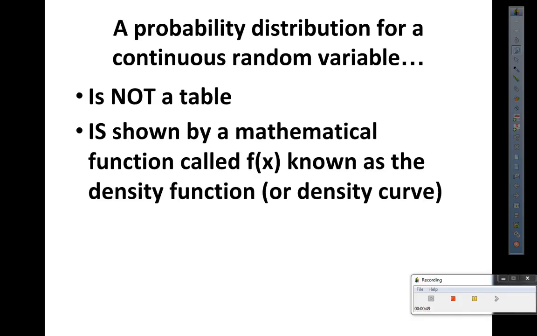That function is known as f of x, and we call that our density function or our density curve. And the reason we call it the density is we end up using the area under the curve. Now, all of you people in calculus, don't worry, we're not going to be doing any integration because the only requirement to be in this class is Algebra 2, so you don't have to worry about that. Our density or our area under the curve is going to be really easily calculated through our calculator or tables or whatever else we need.